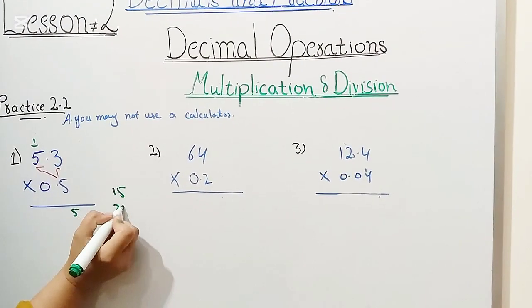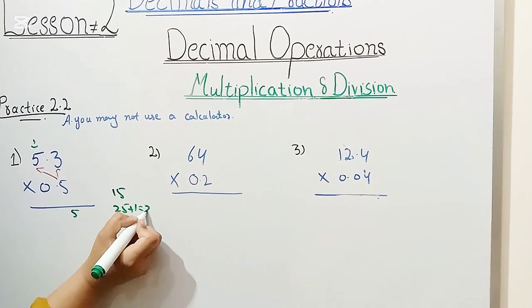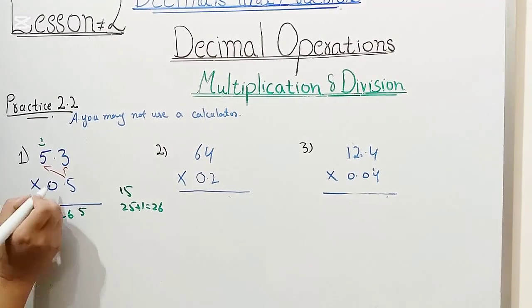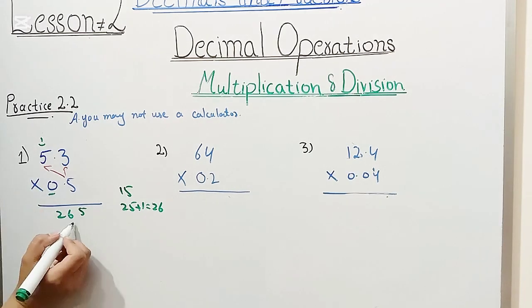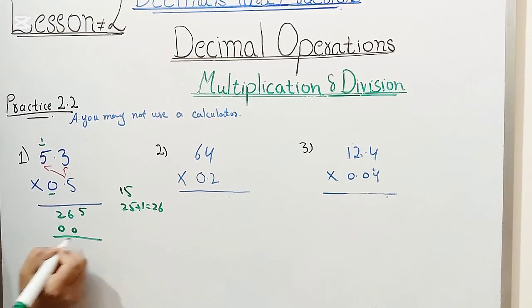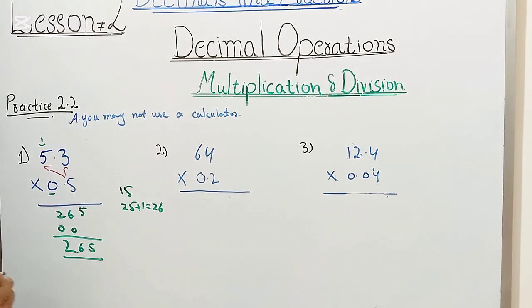5 5s are 25. Then I will add 1. It will become 26. Then I will write from the tens place 0, and then 5 0 0. Then I will add them, 2 6 5. Okay. So in the multiplication, firstly we multiply, then we add.